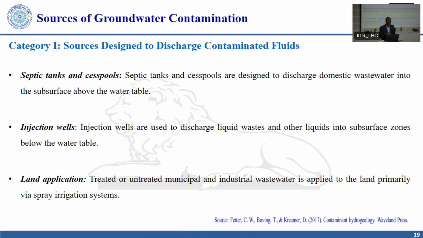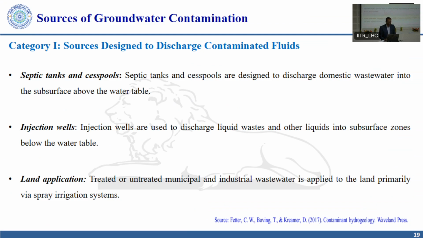So whatever septic tanks or cesspools are available in domestic settings, that waste is going to the water table and mixing, and they are polluting the water here, and they are also moving in the flow direction. The injection well means some people make a well, and whatever waste is coming from the house, they directly dump it there, disposing it in the well. So that is also one source.